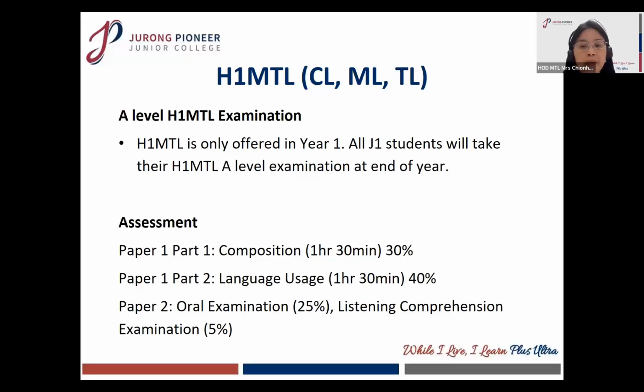The assessment is as such. You will have 2 papers. For Paper 1, Part 1 is composition and Part 2 is language usage, with weightage of 30 and 40. And Paper 2 will be your oral examination. It's going to be a slightly different format from your O level. Your tutor will tell you more. And there's also still the listening comprehension. So this wraps up my H1 Mother Tongue curriculum.